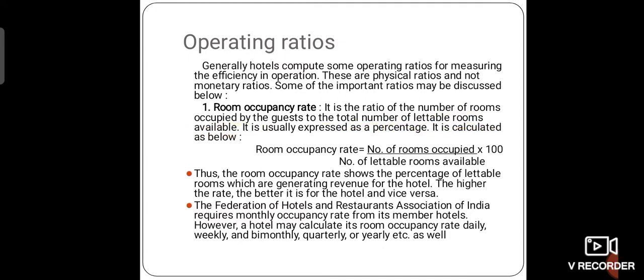So room occupancy rate means the ratio of the number of rooms occupied by the guest to the total number of lettable rooms available. It's usually expressed as a percentage. The formula is: room occupancy rate is equal to number of rooms occupied divided by number of lettable rooms available, into 100. So that is the room occupancy rate.